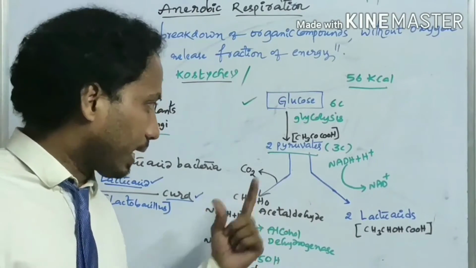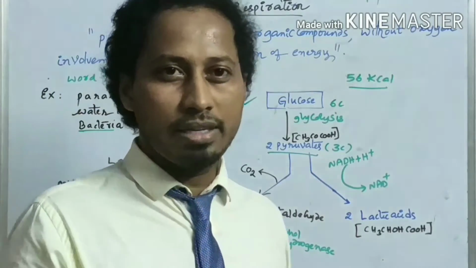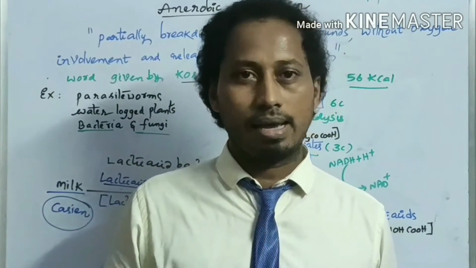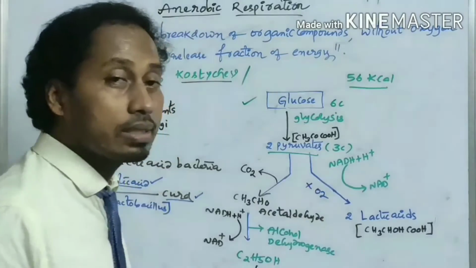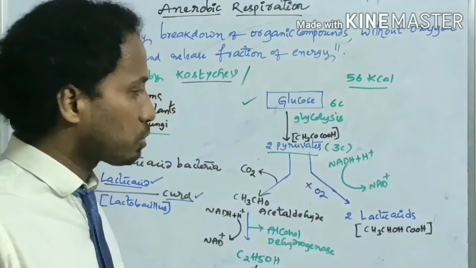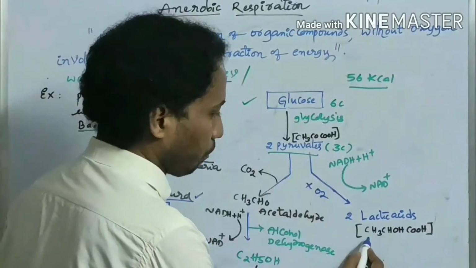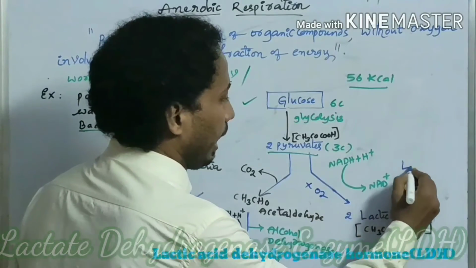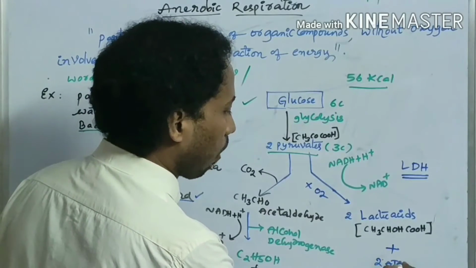Secondly, pyruvate will also become lactic acid in some conditions, like in a person who is doing heavy exercise. In such a condition, oxygen is deficient and is not provided continuously to the muscle. In that case, the muscle cell, in the absence of oxygen, converts pyruvate into lactic acid in the presence of the enzyme LDH. Here also 2 ATP are produced.